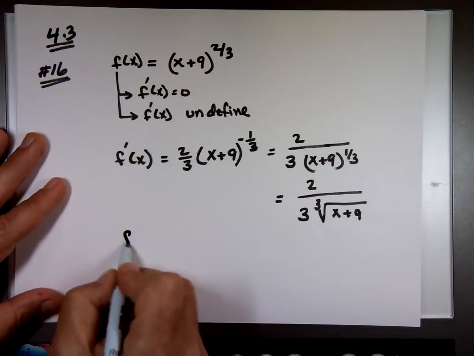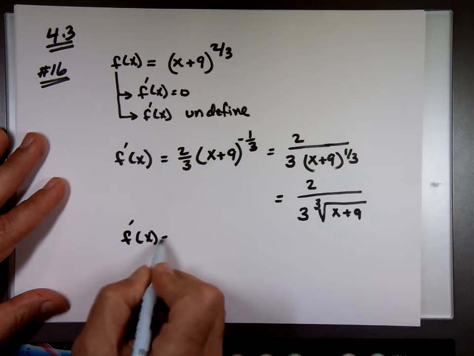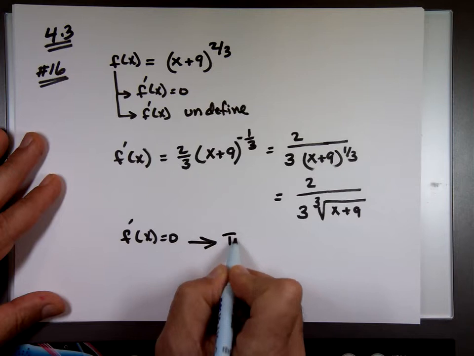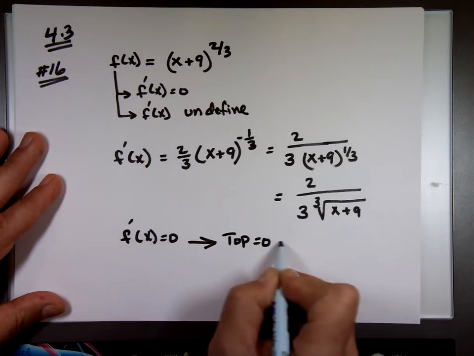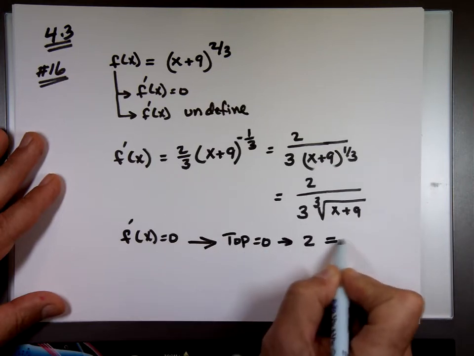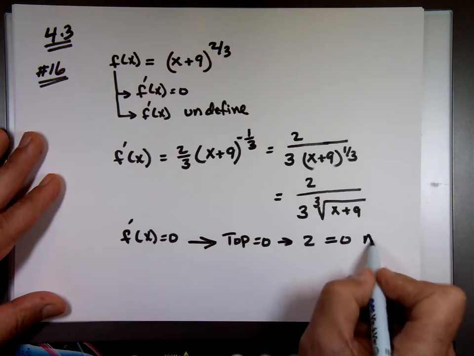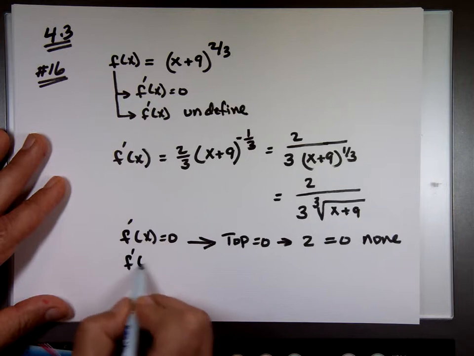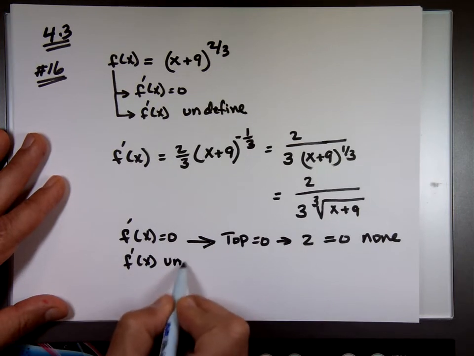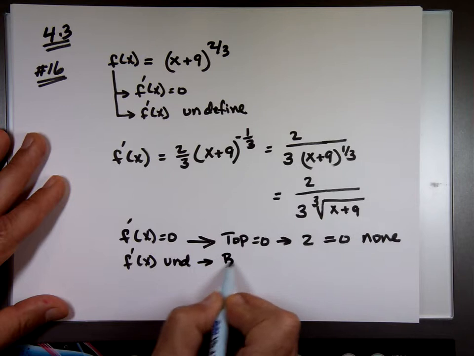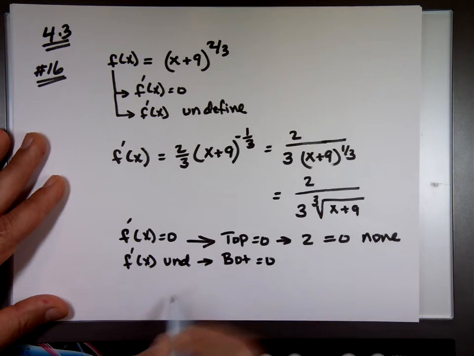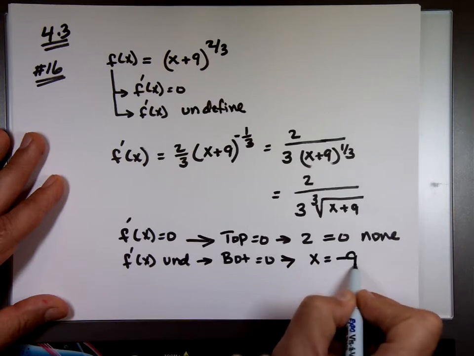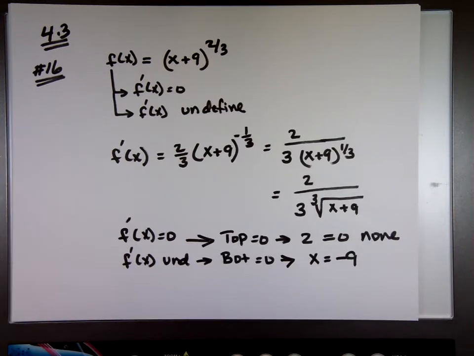So where is your derivative 0? You take the top of the fraction and you set it equal to 0. What's the top? 2. Set it equal to 0? Can't. None. Where's the derivative undefined? That's when the bottom is equal to 0. The bottom equals 0 when x equals what? Negative 9. That's it.